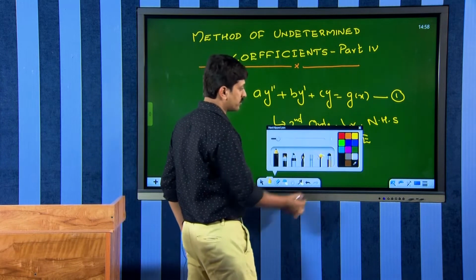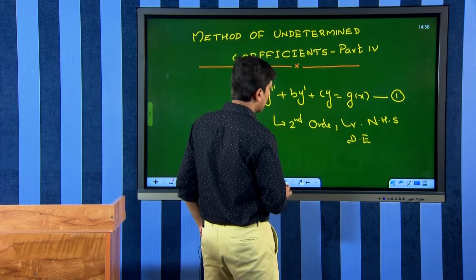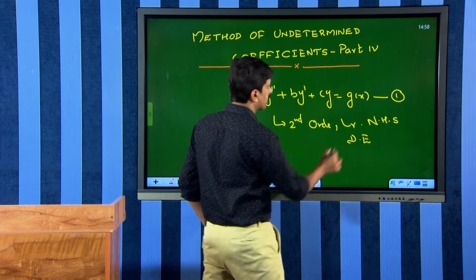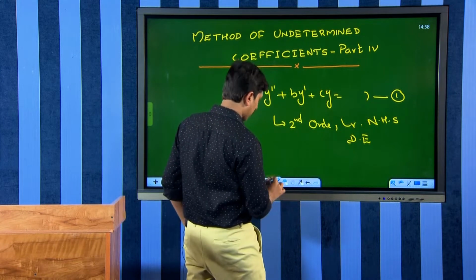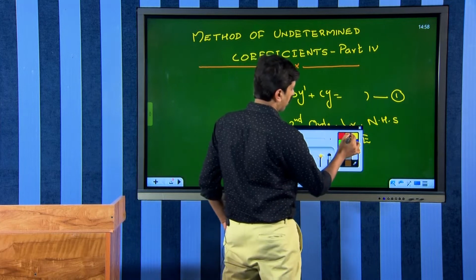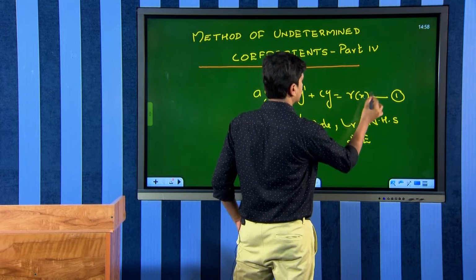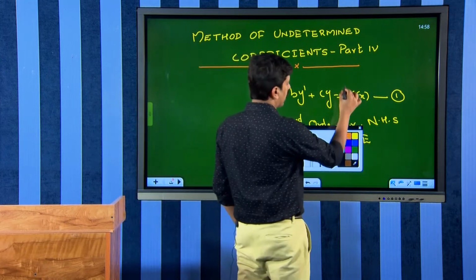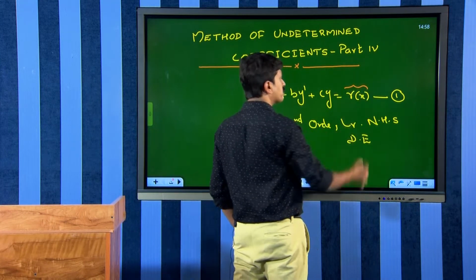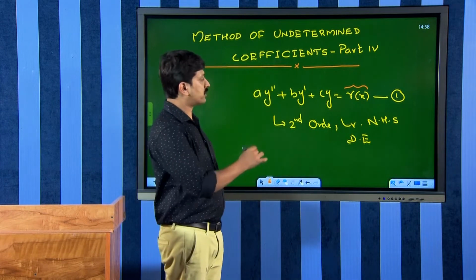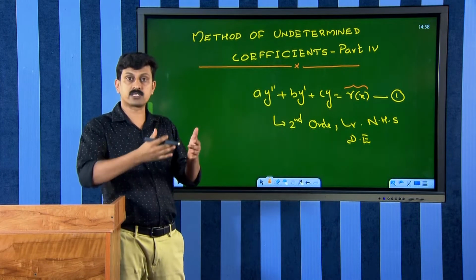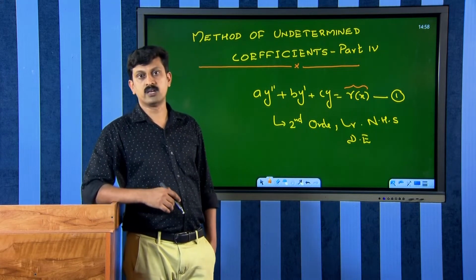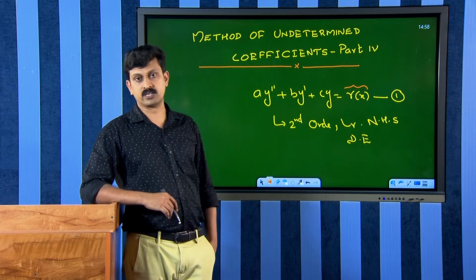I would like to change this to r of x, so the equation is equal to r of x. Dear students, this r of x is the non-homogeneous part. Based on the function r of x, we can define a particular solution yp for this differential equation.